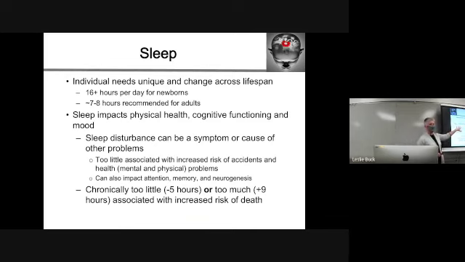We also know that sleep impacts everything. Your physical health, your ability to think. When you lose sleep, you are literally dumber the next day. You have cognitive deficits when you miss sleep. And we know that sleep affects our mood. Who is a grouchy bear when they have not slept well? I'm short-tempered. I'm much less patient with the world if I don't sleep well.